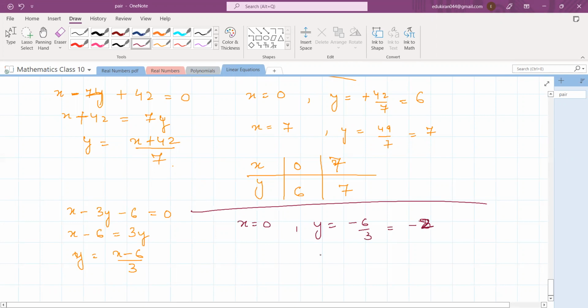And if x is 6, y will be 6 minus 6, that is 0 by 3, which gives y equal to 0. Fine? Yes, ma'am. So just give an idea of the range: my x is going up to 7. Take space on your graph paper and let us try to plot it. How do they look?